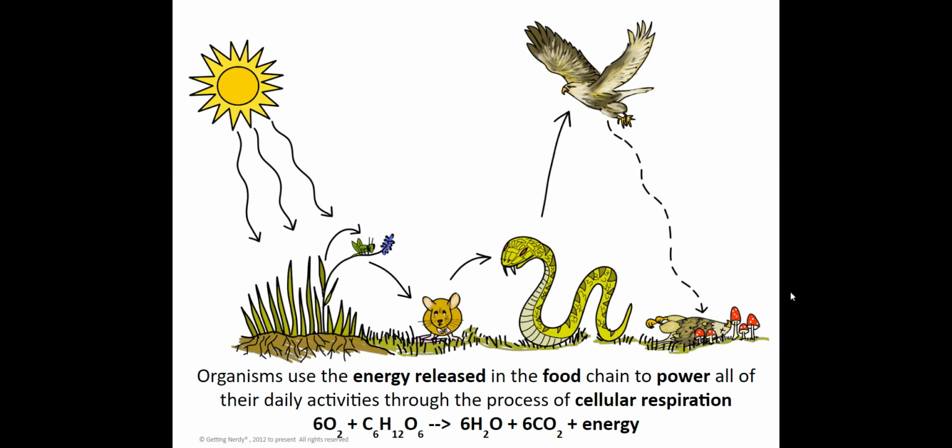All right, let's go to the very, very bottom of page 2. Organisms use the energy released in the food chain to power all of their daily activities through the process of cellular respiration. That's oxygen plus glucose gives me water, CO2, and energy in the form of ATP.